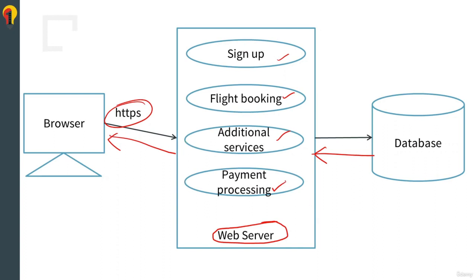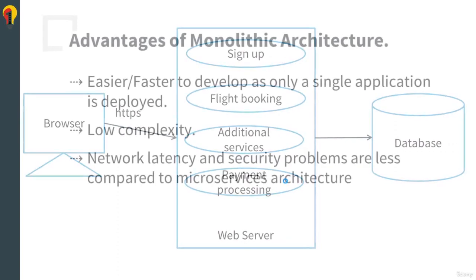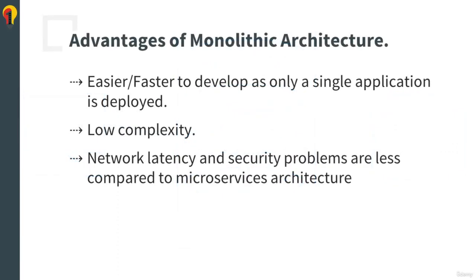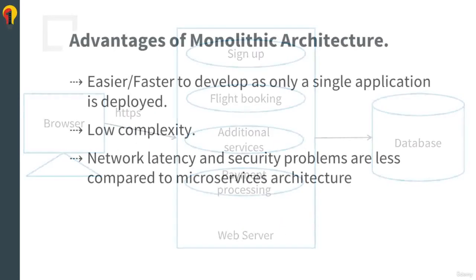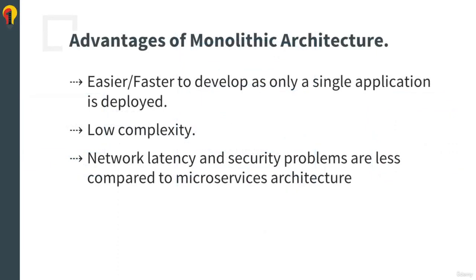So, the advantages of monolithic architecture are, this type of architecture was easier, or say faster, to develop as only a single application was to be deployed. From the diagram, we can say that this type of architecture is easy to understand because of its low complexity. Another advantage is that the network latency and security problems were less.